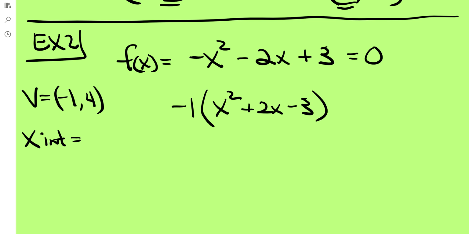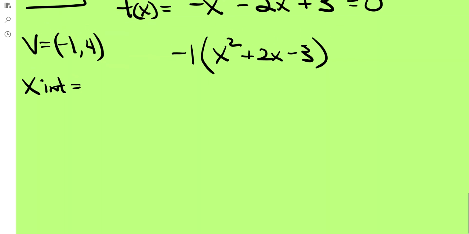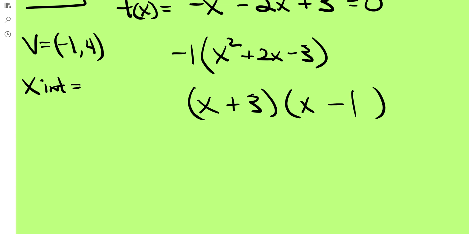Okay, I'm factoring this, so I don't need the equal to 0. I'm looking for the x-intercepts. So here's what I've got. I can discount the -1 now and work with the positive x squared plus 2x minus 3. And I want to factor that. If I do, I get x and x, plus and minus, and it looks like I'd have a 3 and a 1.